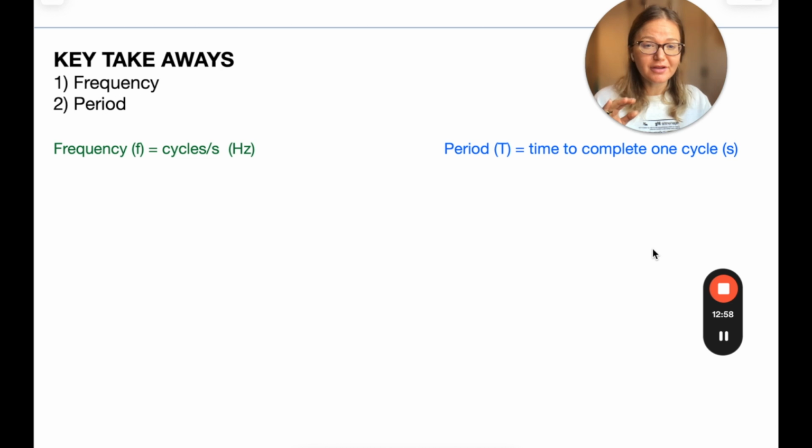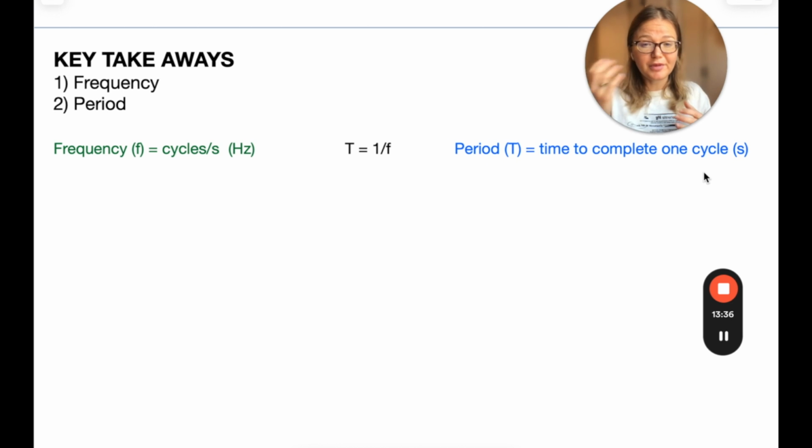Now compare that to period, which is not about how many cycles happen in a second. It's about how long a single cycle takes to happen. So the time in seconds it takes to complete 1 cycle. Then what's the relationship between frequency and period? They're inverses. So for example, period, capital T, is 1 over f, or 1 divided by frequency. So if you know the period of something, you can calculate its frequency and vice versa. You also know if the period of something is increasing, then its frequency is decreasing.